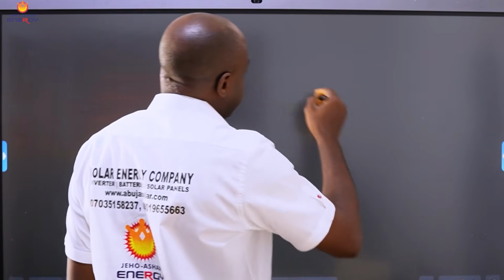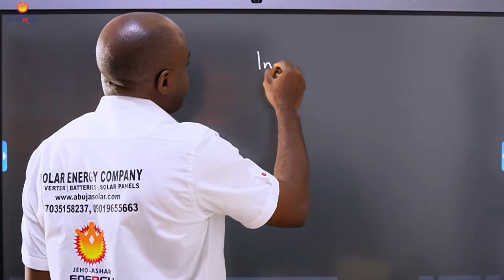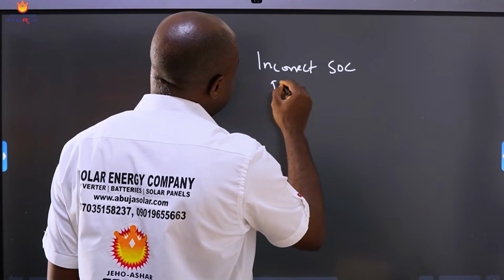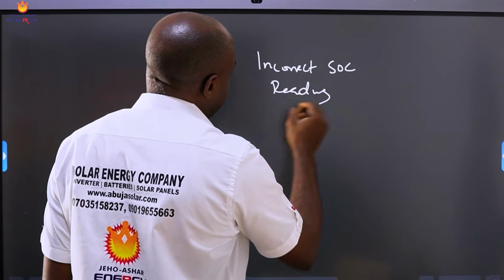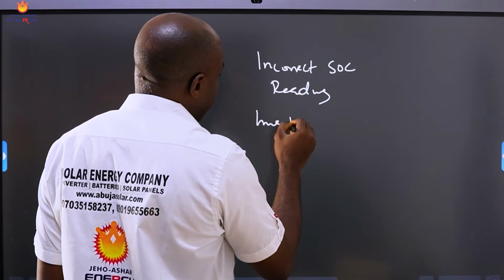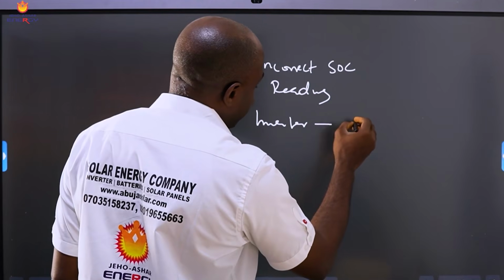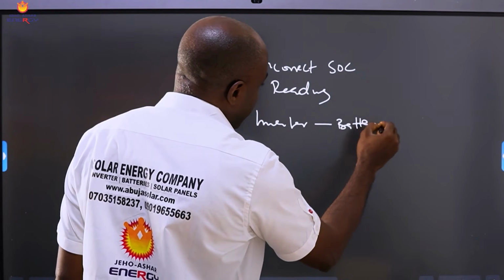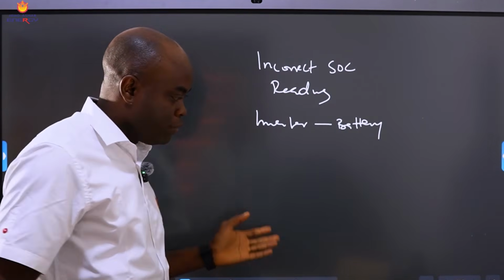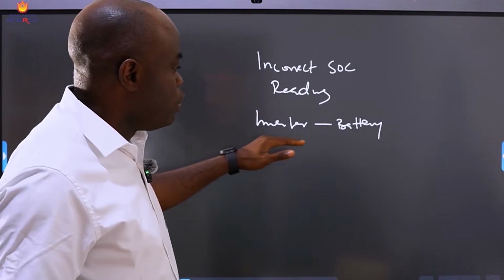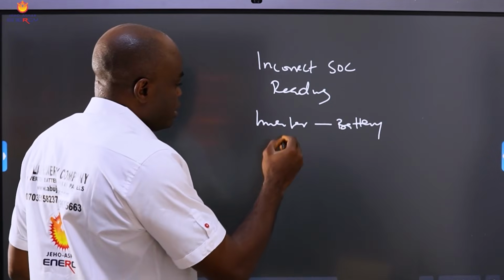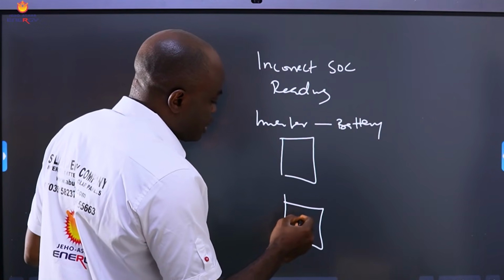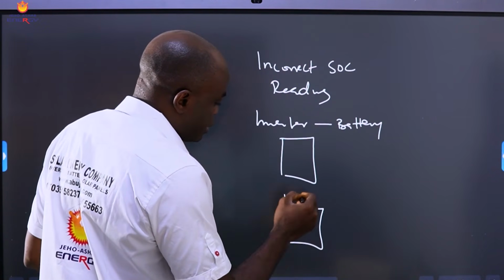Then number 3 is you have incorrect SOC, state of charge, reading between the inverter and the battery. I've stated that before when we started this class. So between your inverter and battery, there's always the state of charge. And most batteries display, say, that your battery is 70%.